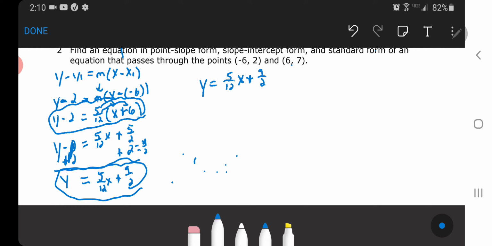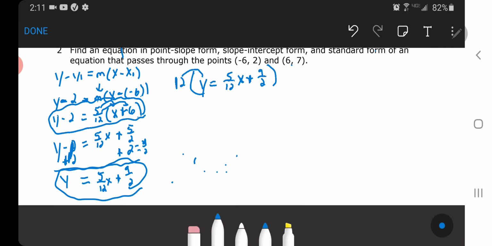Okay. So I need to find a common multiple of 12 and 2, because those are my denominators. I want to get rid of those denominators. Well, common multiple of 12 and 2, of course, is 12. Because, you know, 2, 4, 6, 8, 10, 12. So if you multiply 2 by 6, you get 12. So 12 is a multiple of 2. And, of course, 12 is a multiple of itself. So let's multiply everybody by 12.